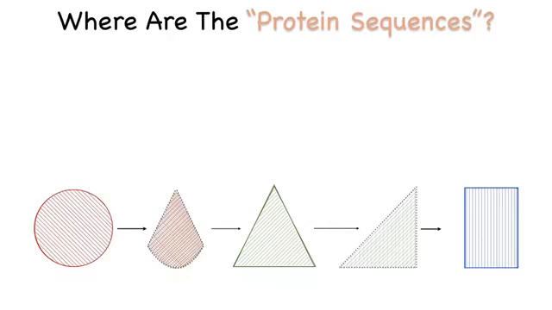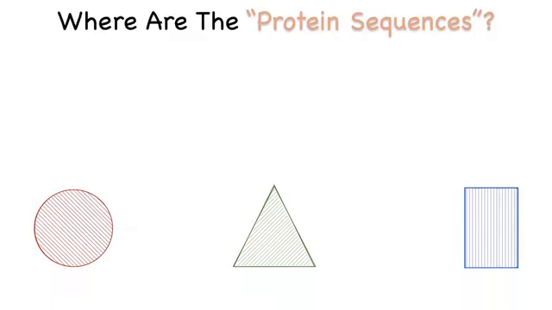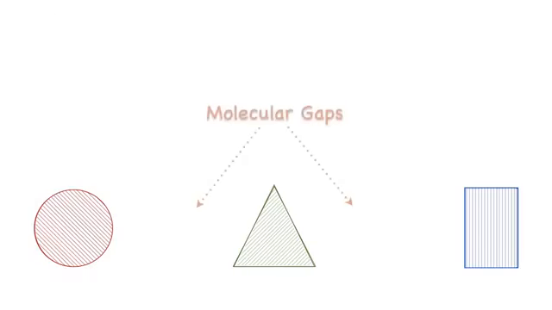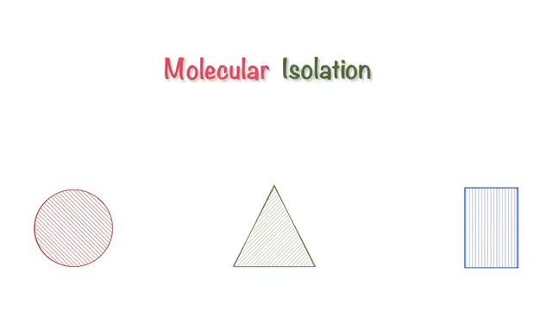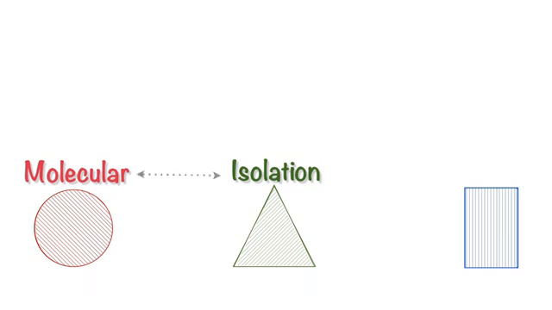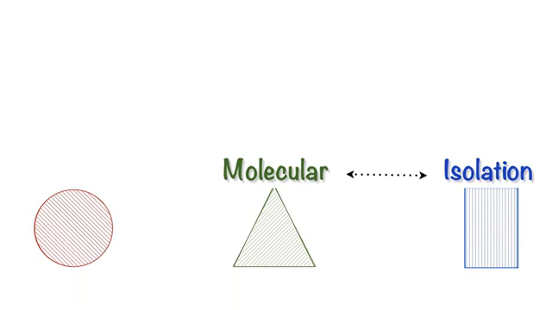Instead, at the cellular level, we find distinct molecular gaps, with the types in molecular isolation from one another. The proteins in the fish and the proteins in the amphibian are in molecular isolation. They are very different from each other. Same with the amphibian and reptile. They too are in molecular isolation.